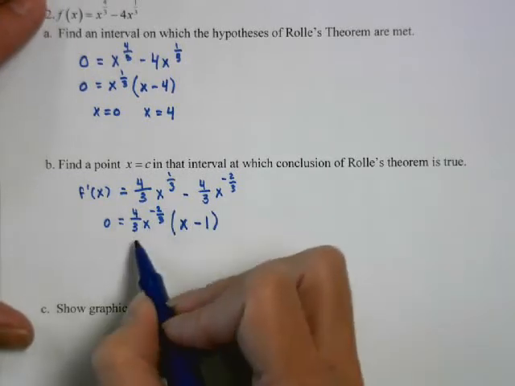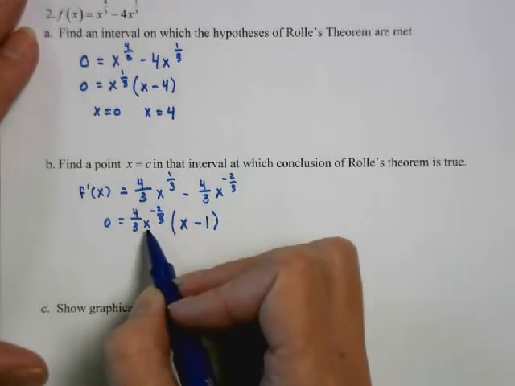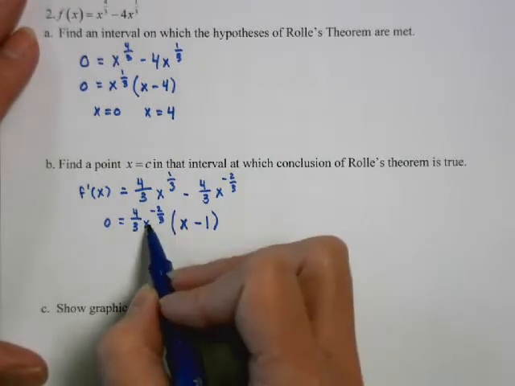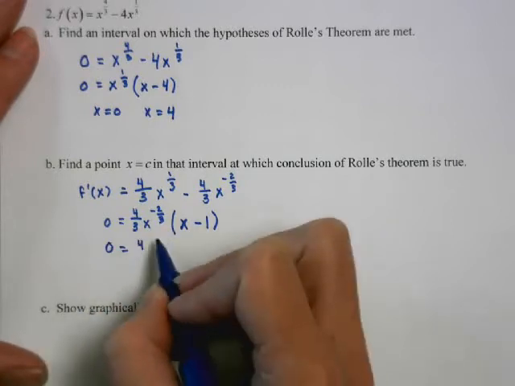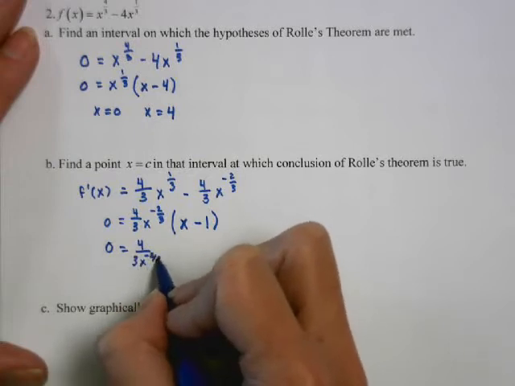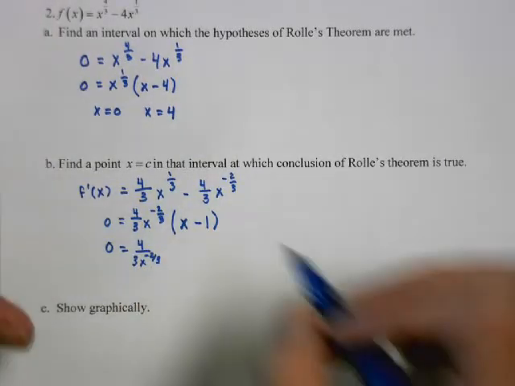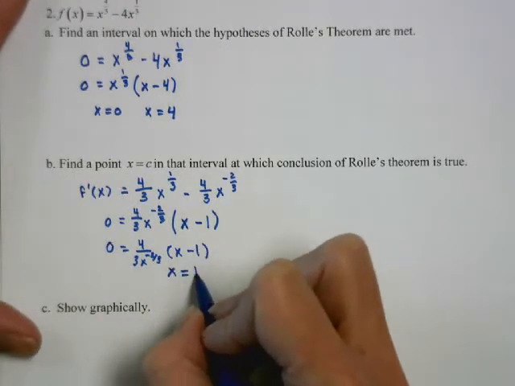So the two solutions here, this is never equal to 0, because this would be the same as 4 over 3x to the negative 2/3. So it's never equal to 0, but this one is equal to 0 when x is equal to 1.